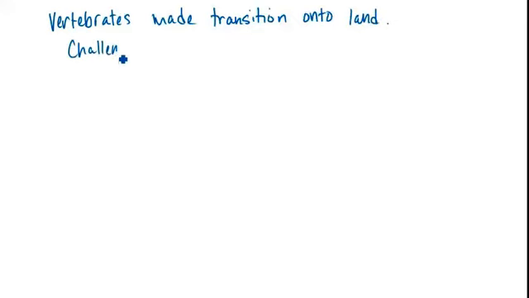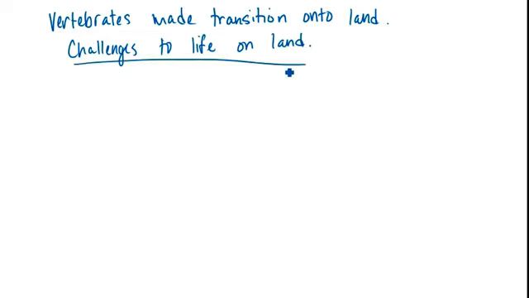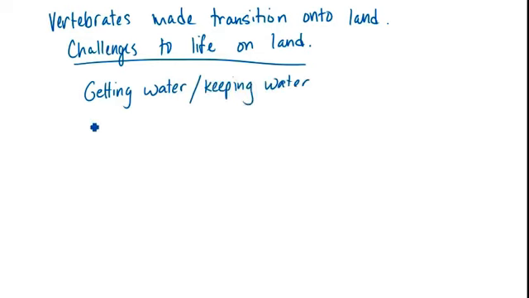And vertebrates made a similar transition onto land as the plants did. And we can review challenges to life on land as we did for the plants. So if you want to, you can go back and review those from plants, or you can think of those on your own, remembering what we learned about plants. So recall that getting water can be an issue if you're on land. Keeping the water, or not losing it, can also be a challenge. Exposure to radiation was more of an issue in life on land. Support in the air.